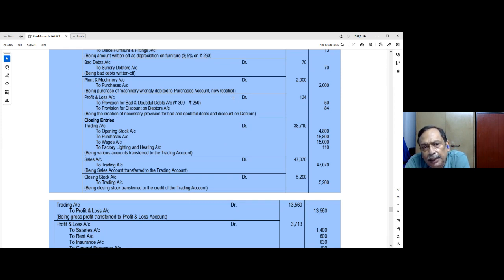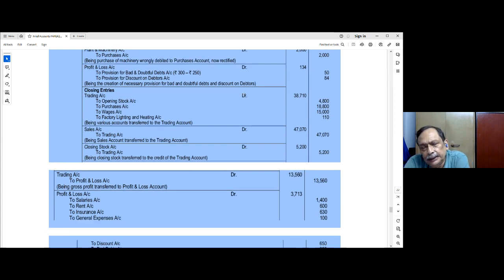Now profit and loss account debit to provision for bad and doubtful debts, to provision for discount on debtors. Being the creation of necessary provision for bad and doubtful debts and discount on debtors. Then we have to pass all the closing entries, that is trading account debit to opening stock, to purchase account, to wages account, to factory lighting and heating account.